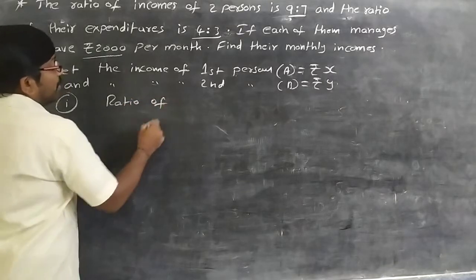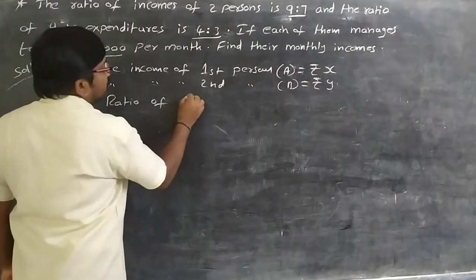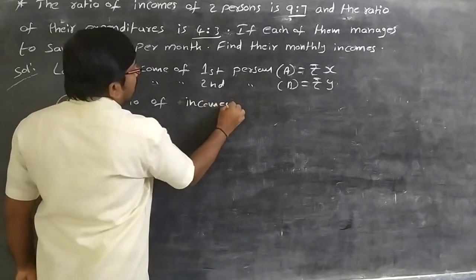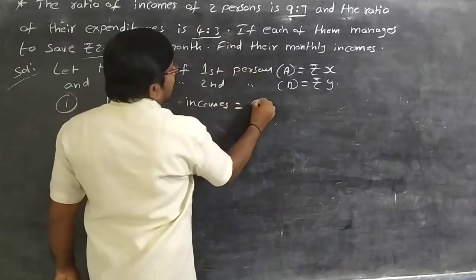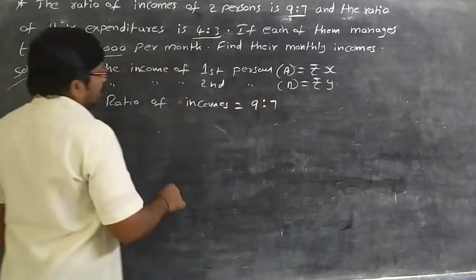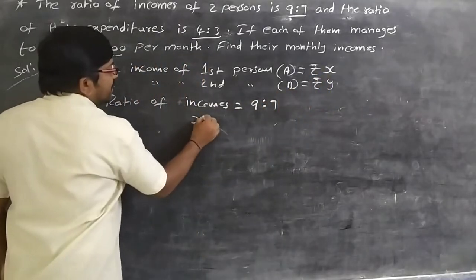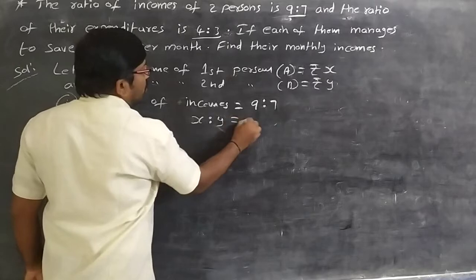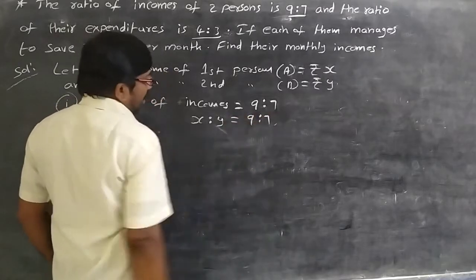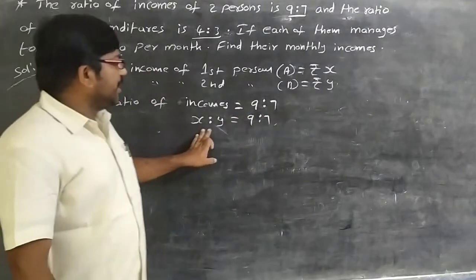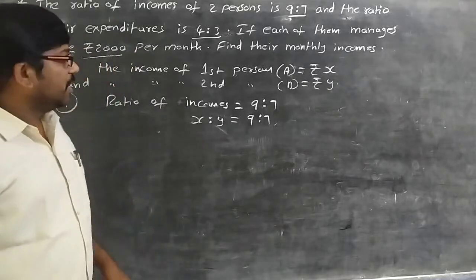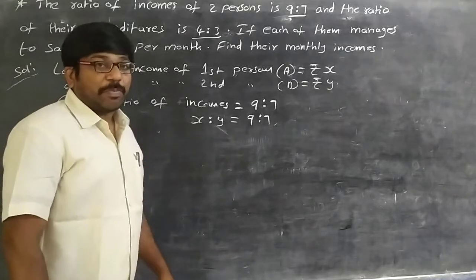Ratio of incomes is equal to how much? 9:7. Means incomes ratio. It is x and it is y. So x is to y is equal to 9:7, right? So it is equality of ratios. Equality of ratios is called proportion, right?